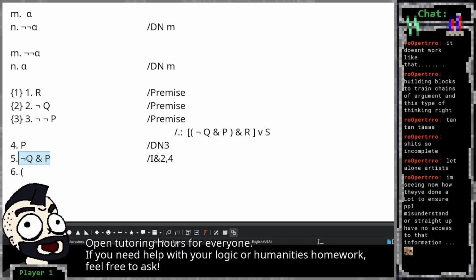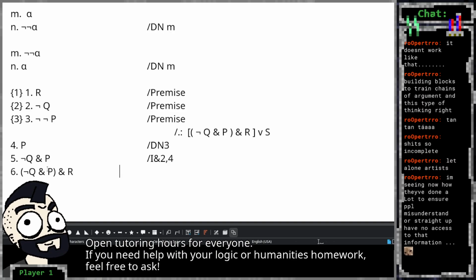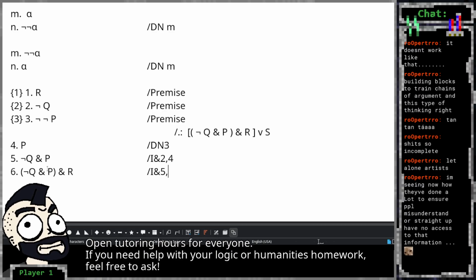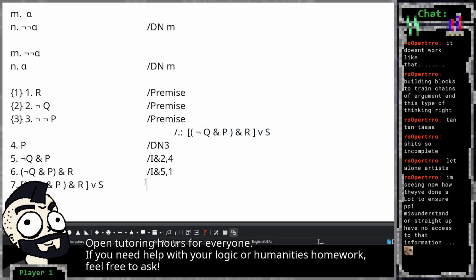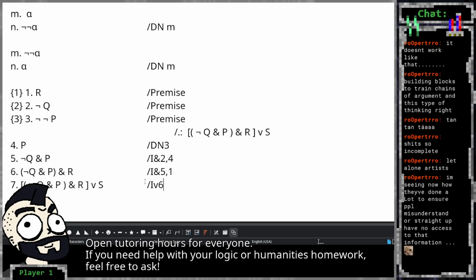At 6, we take the formula at 5, put it in parentheses and say and R because of the introduction of conjunction of 5 and 1. And finally, in 7, we reach the conclusion because we have this formula and we can add whatever we want by introduction of disjunction of 6. See? We have proven a theorem, and now that we have proven the theorem, we can use it to make more mathematics.